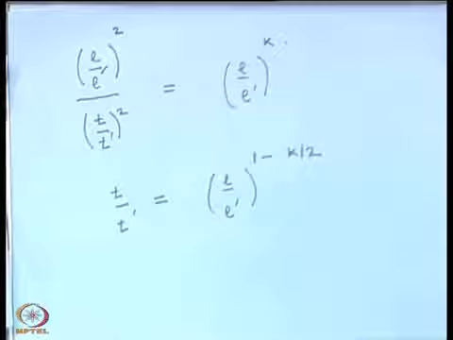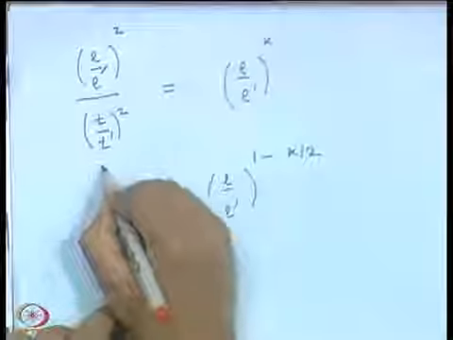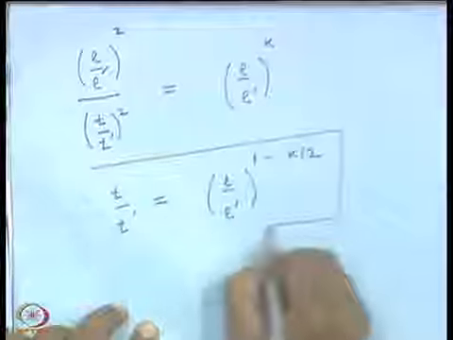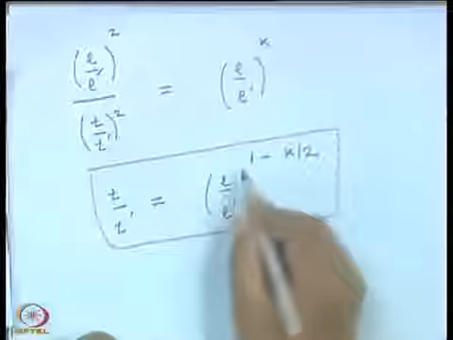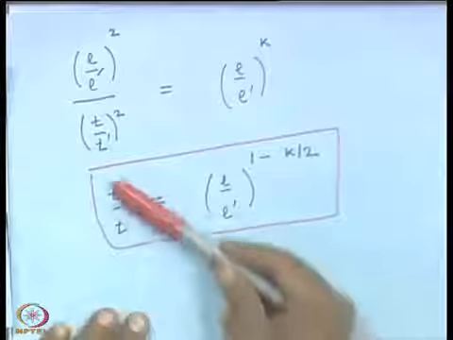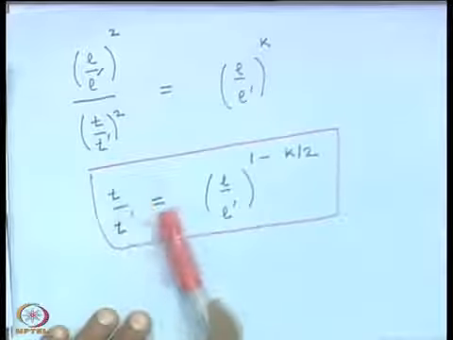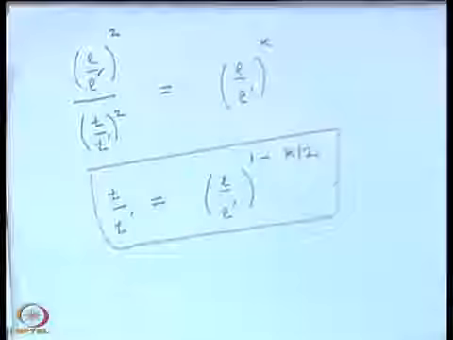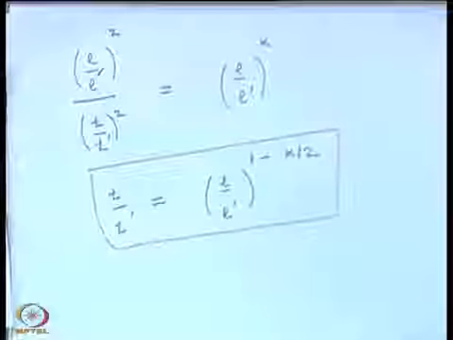So, if I scale my lengths in this way from L to L prime, the time will also scale from T to T prime, and this is related to L by L prime in this fashion. Okay. Similarly, not only does the time change, but the energy and everything else also changes accordingly. So, we can work out how the energy changes.